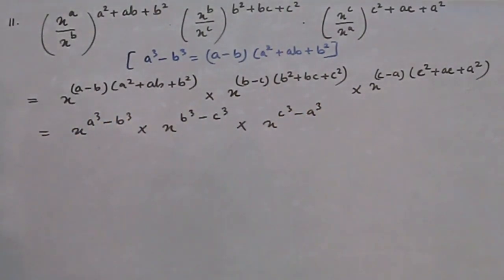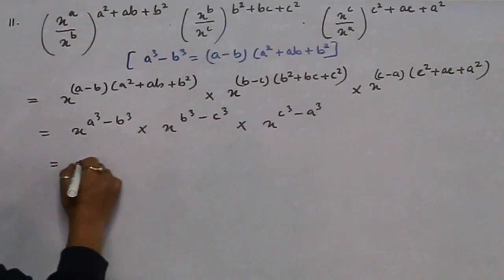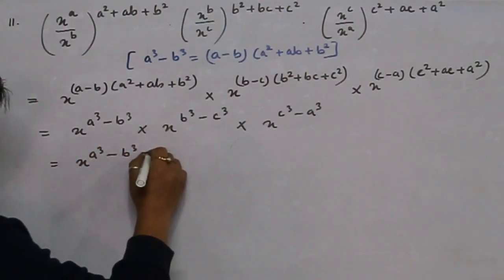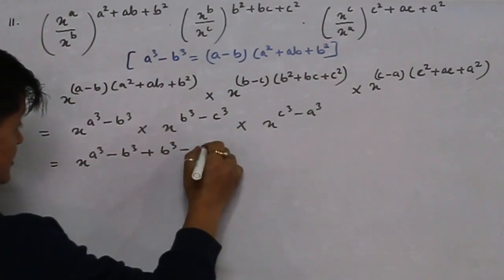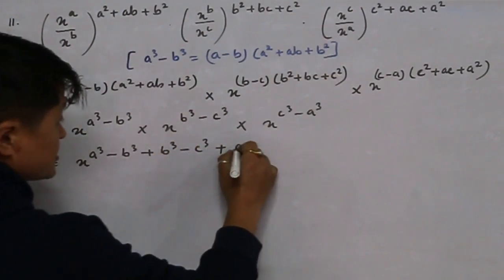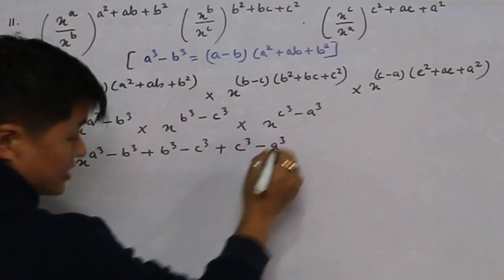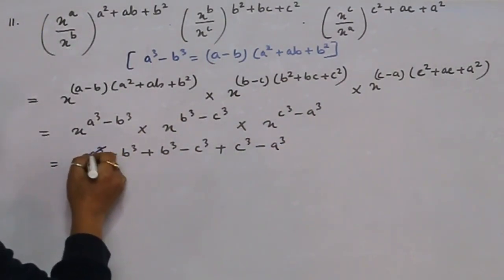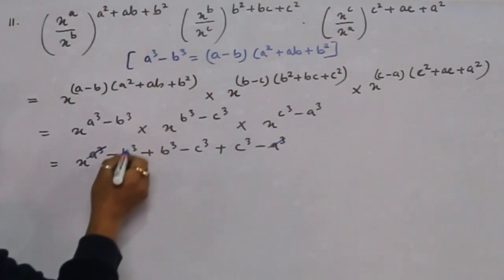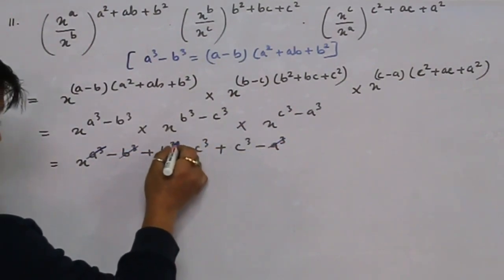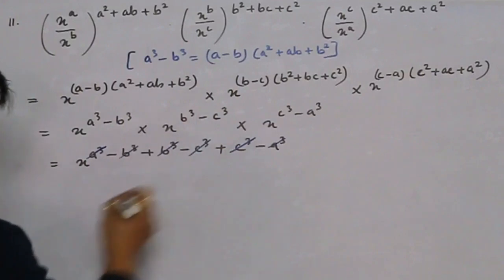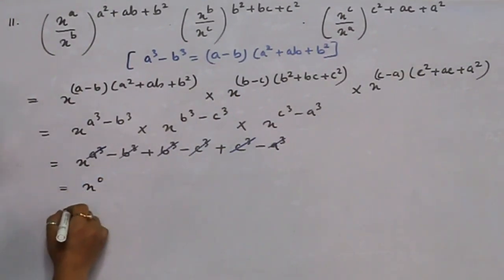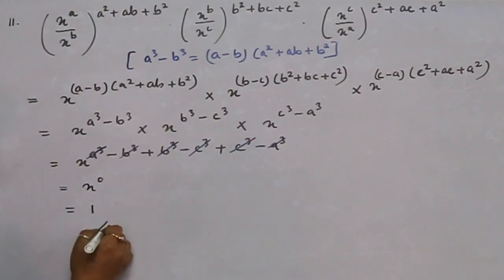When the like terms are multiplied, powers are added. x to the power a cube minus b cube plus b cube minus c cube plus c cube minus a cube. If you see here, plus a cube minus a cube get cancelled, minus b cube plus b cube, minus c cube plus c cube, all this will get cancelled. This will be nothing, x to the power 0, any number to the power 0 is 1.